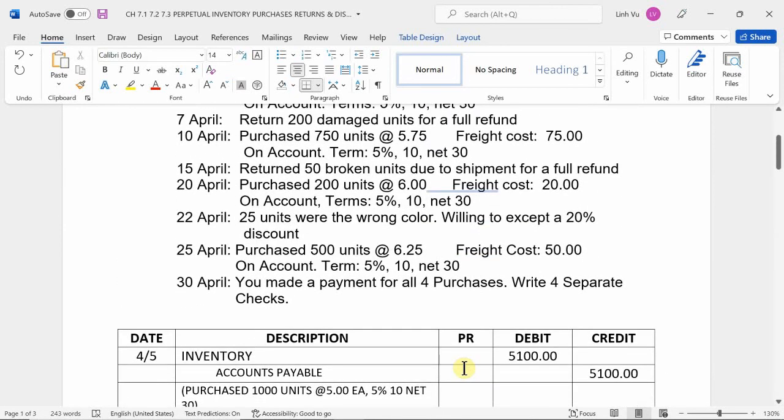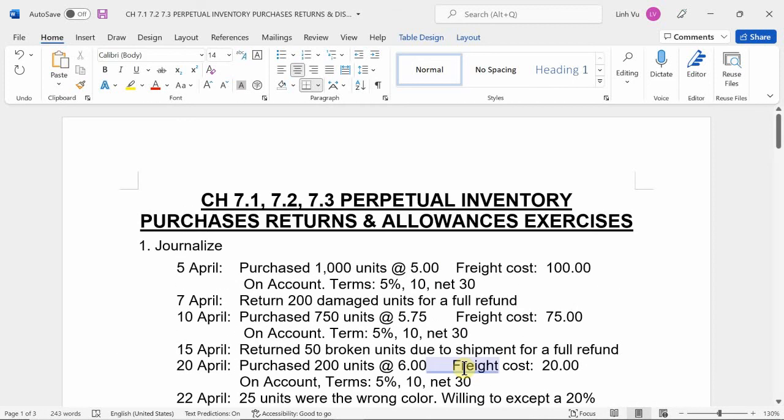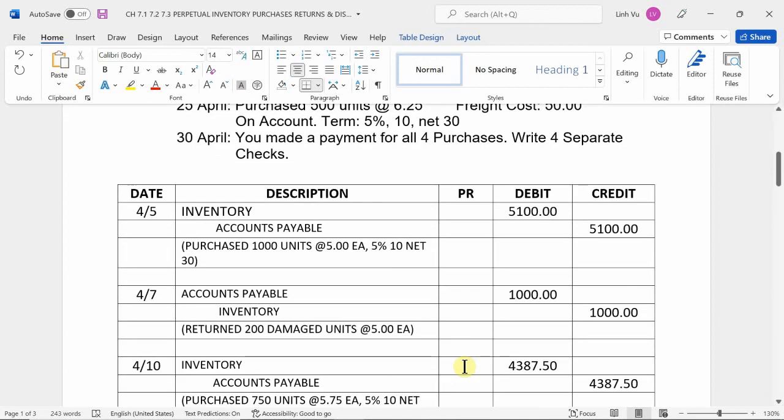Last thing that we have here is on April 30th, you end up making a payment for all 4 purchases. Write 4 separate checks. So in this case, we're going to write 1 check for every purchase. My very first purchase was on April 5th. I purchased 1,000 units, but on April 7th, I end up returning 200 of them. So let's take a look at my journal.